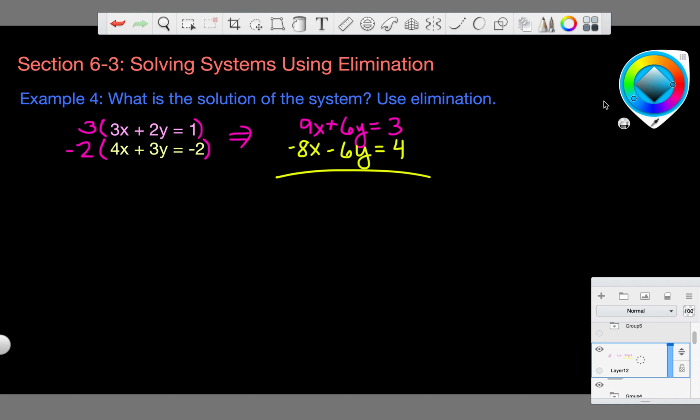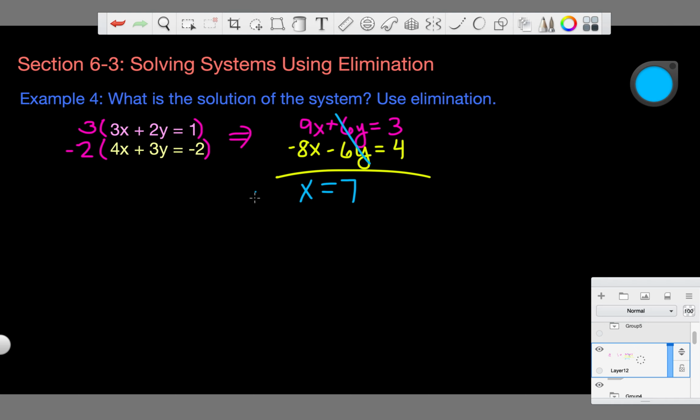So when we get the answer, we're going to add down. So 9x minus 8x is just 1x. 6y minus 6y is 0, equals 3 plus 4, which is 7. So I already got my x value. I got that x equals 7.